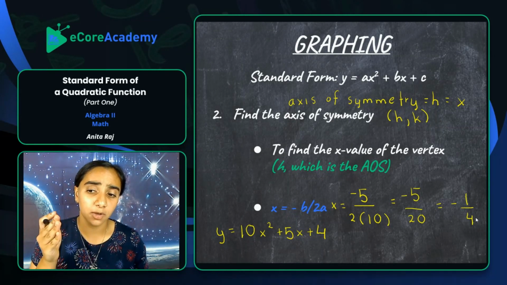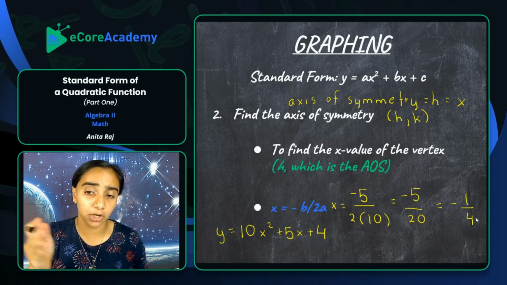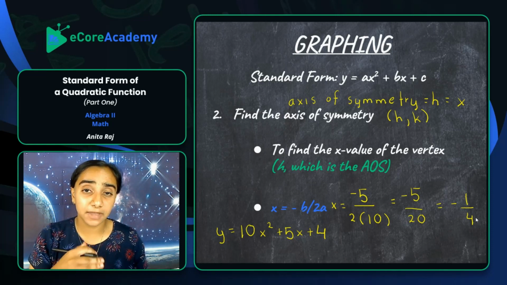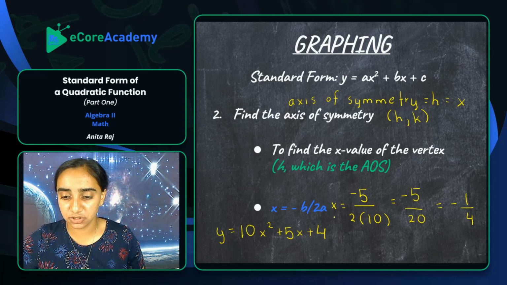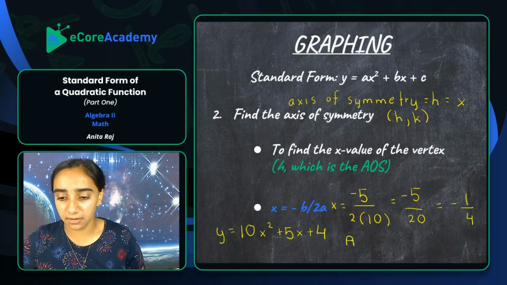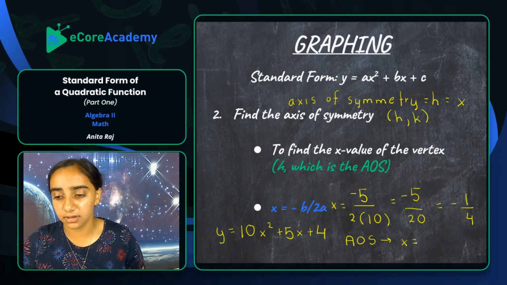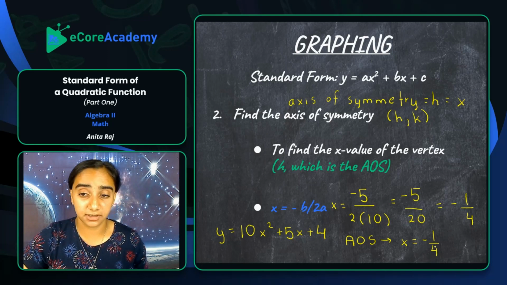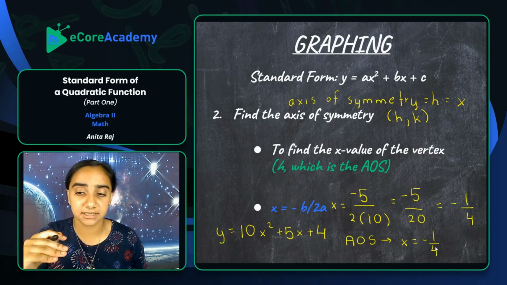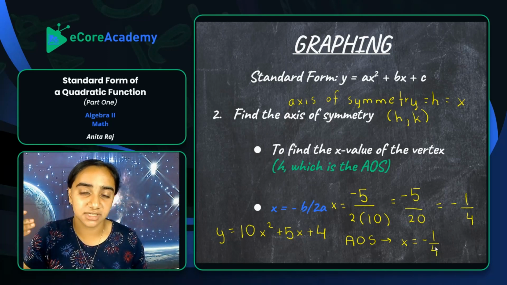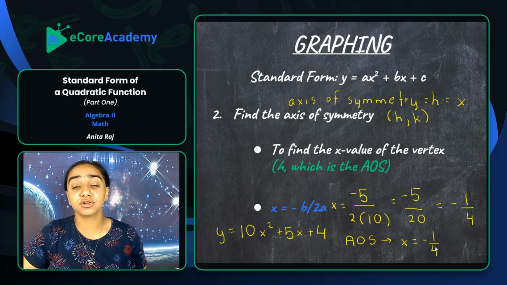So you already found what h of the hk coordinates is. You've also found the axis of symmetry. So the axis of symmetry in this case would be x equals negative 1/4. And again, you've already found the x value of the vertex. So that's going to be your second step, finding the axis of symmetry, also h, which is the x value of the vertex. Let's move on to the next slide.